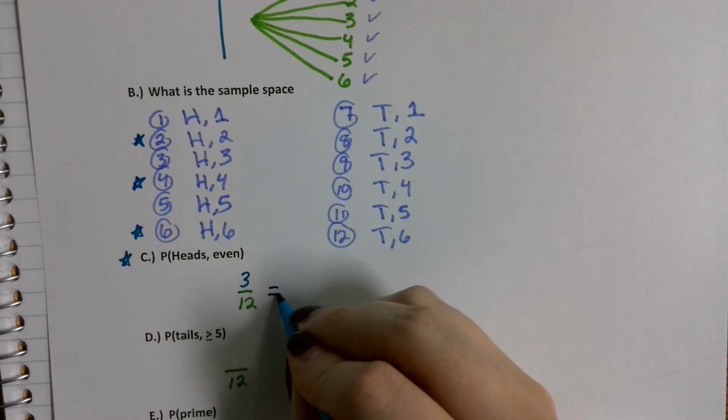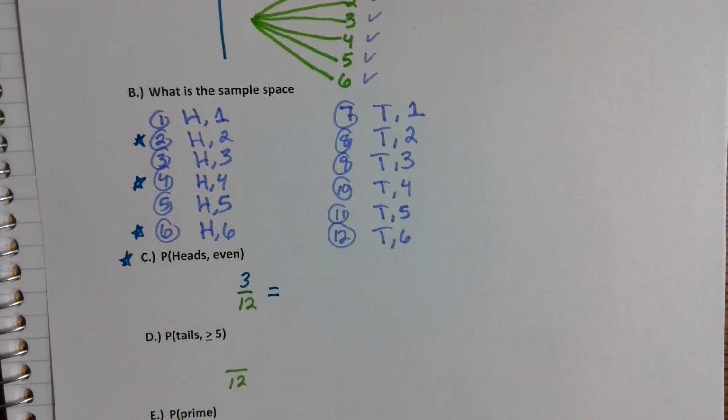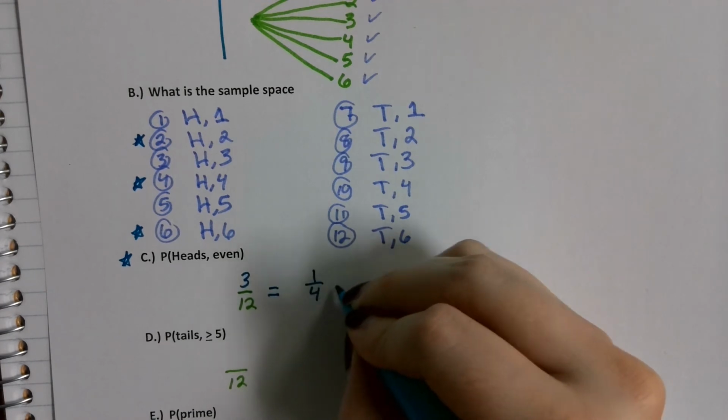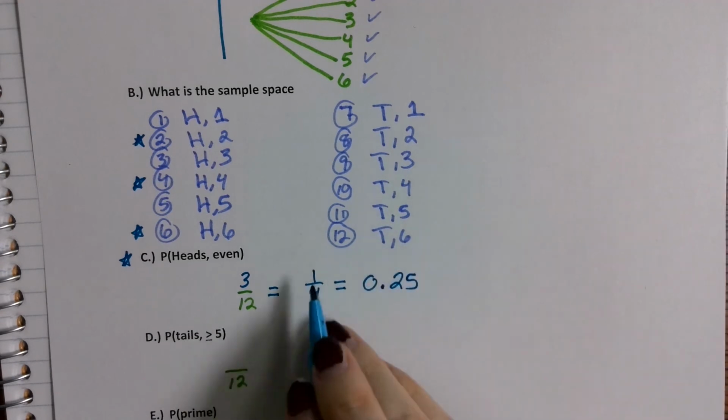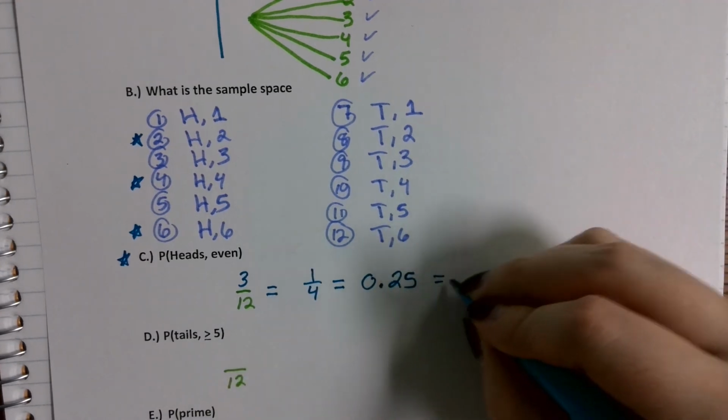Can 3 twelfths be simplified? To what? 1/4. Very good. And what's 1/4 as a decimal? 0.25. Think of it as a quarter, right? And that is 25%.